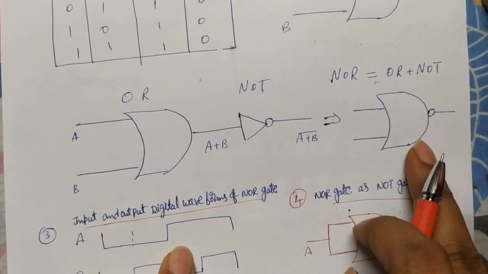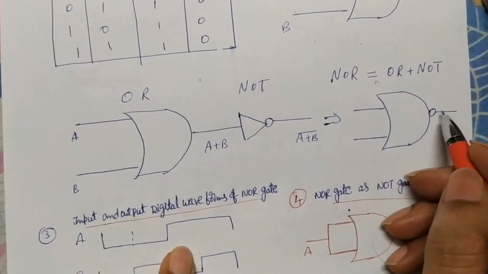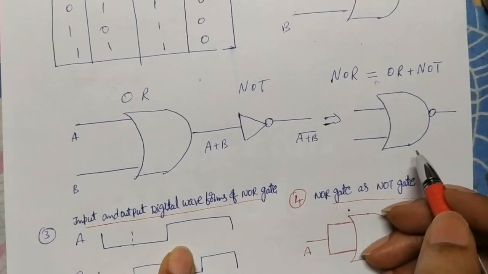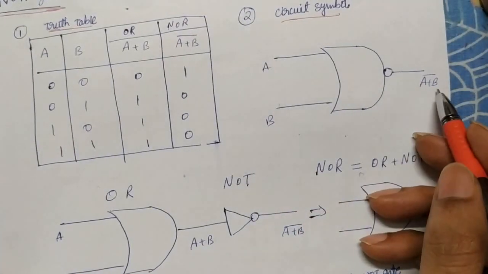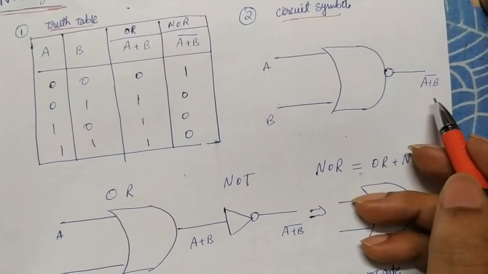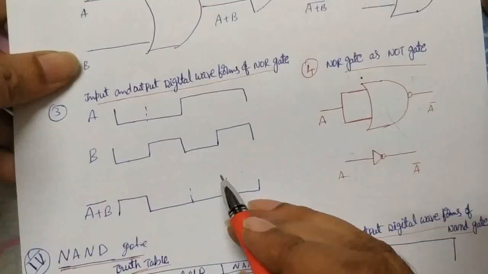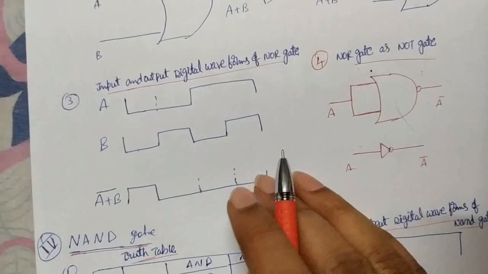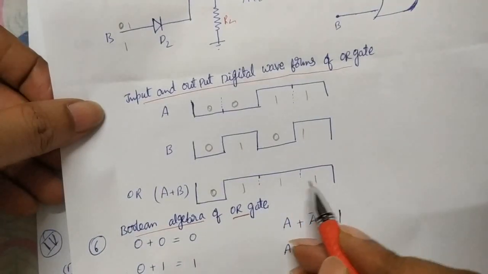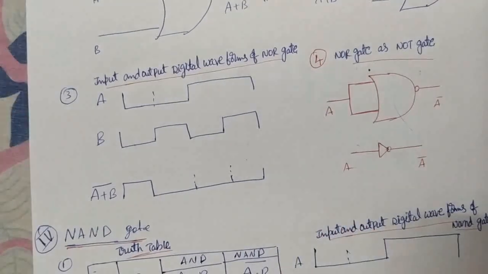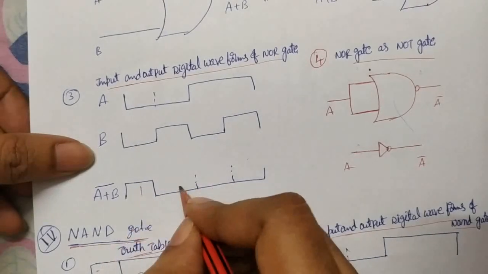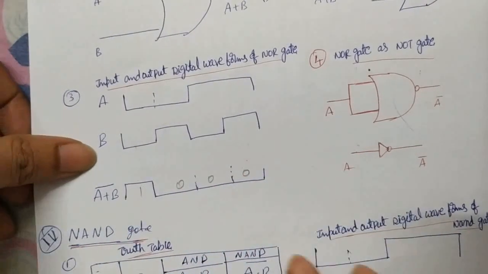The circuit symbol of the NOR gate is like this. This is the OR gate only, but here they put a small circle at the output. For inputs A and B, you get A plus B whole bar. A plus B means OR, whole bar means NOR gate. The waveforms also come out reversed. In the OR gate you see 0, 1, 1, 1. Here you get 1, and the remaining 3 are zeros.